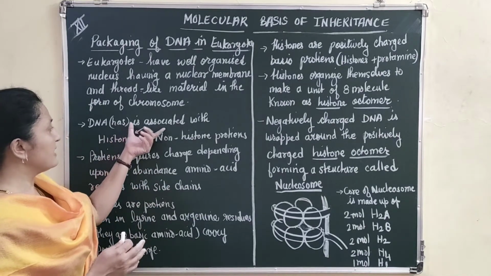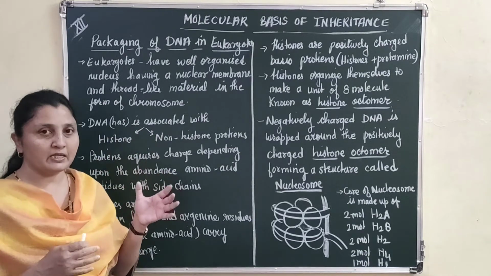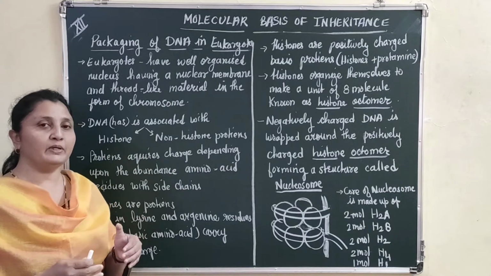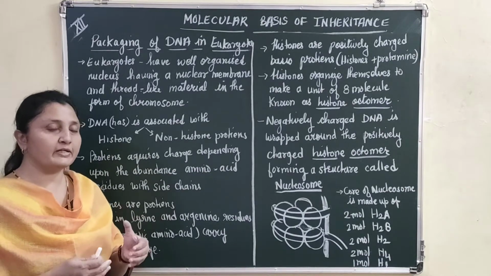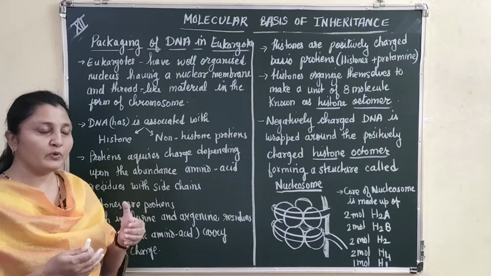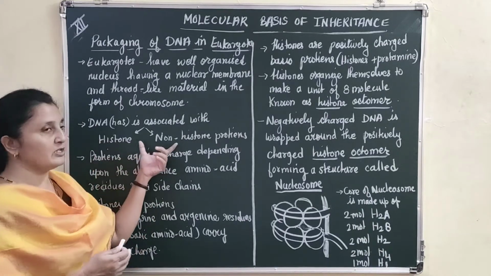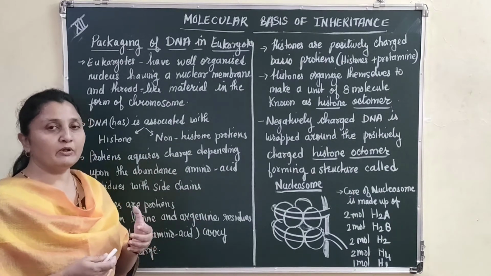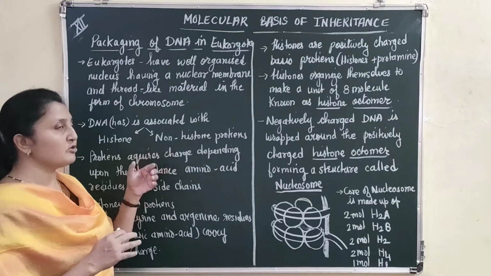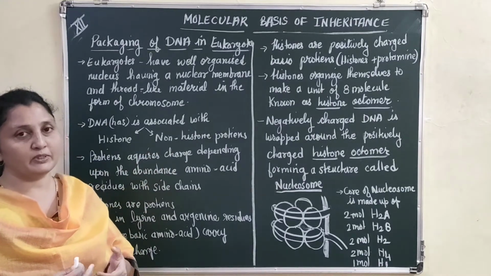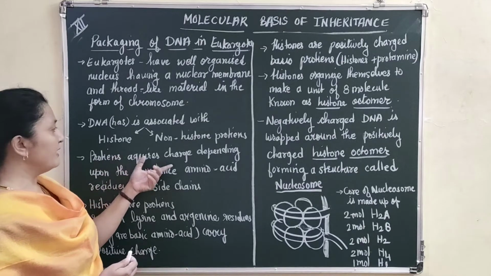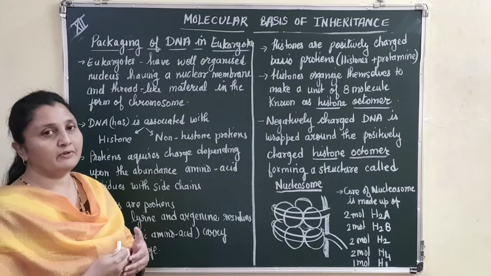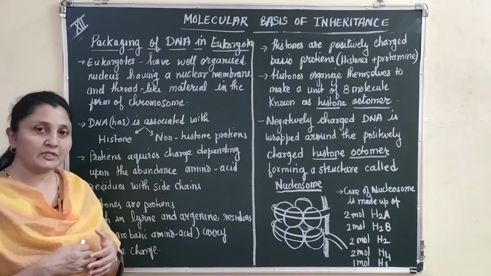So DNA is associated with histone and non-histone proteins. In eukaryotic cells, the DNA is always associated with the histone and non-histone proteins. Correct? So the proteins acquire charge. Now the proteins are charged. The proteins that are involved in the packaging of DNA are positively charged.